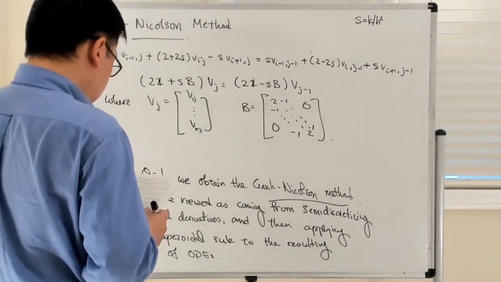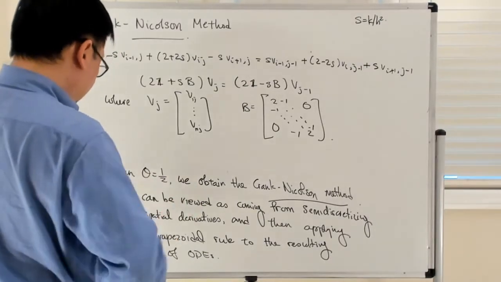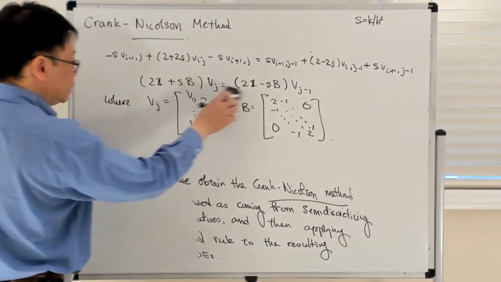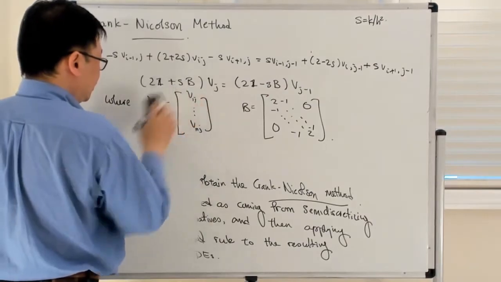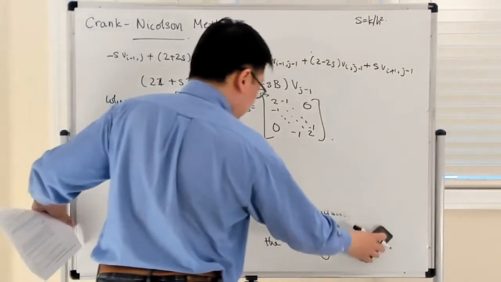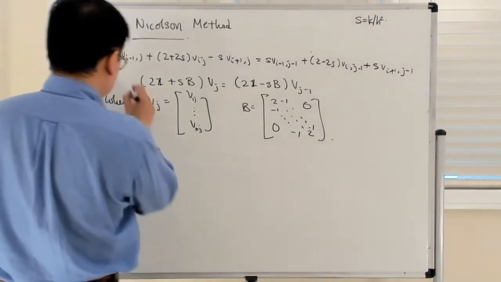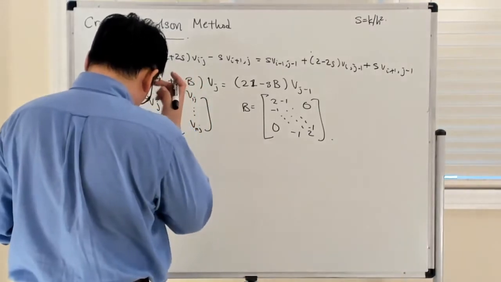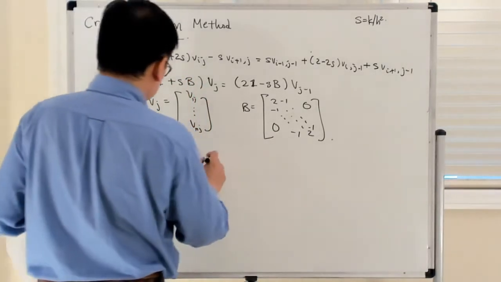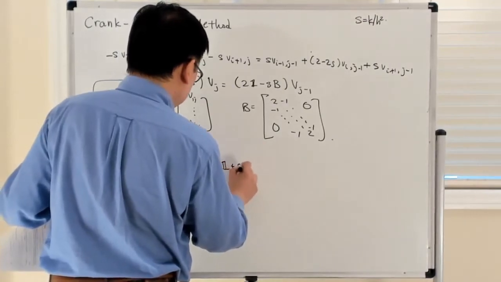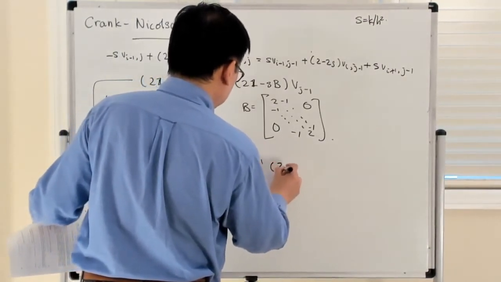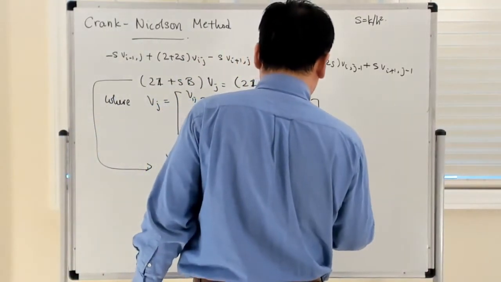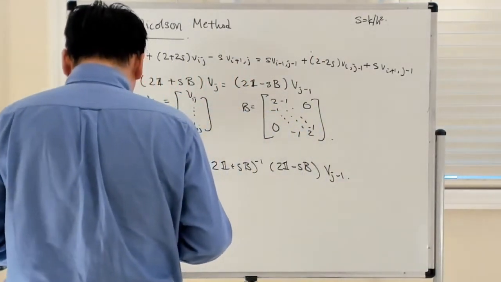Okay, so by now you should know what the plan is, right? You have this relationship. I can write V_j in terms of V_{j-1} by inverting this system of equations, all right? So this tells me that V_j is equal to (2 times the identity plus SB) inverse acting on (2 times the identity minus SB) acting on V_{j-1}.